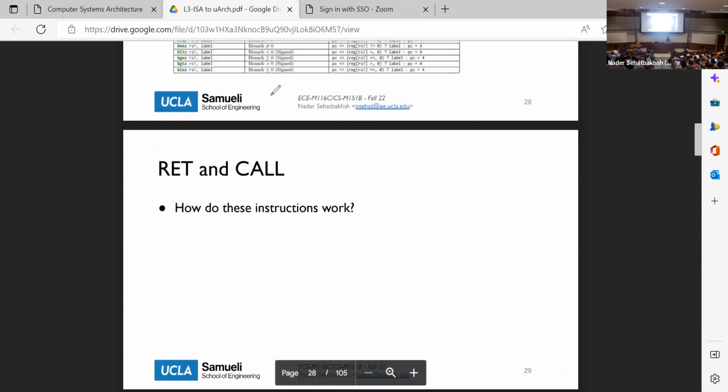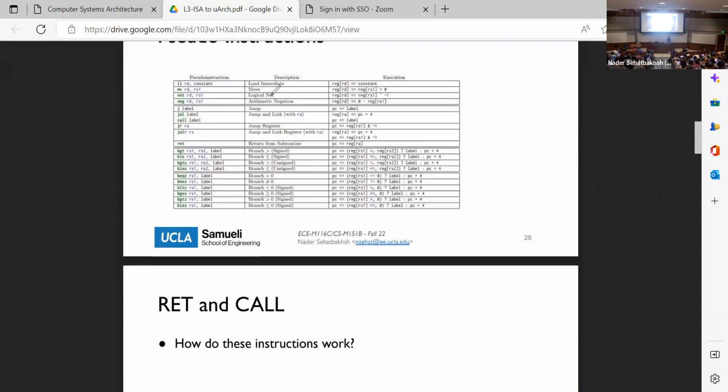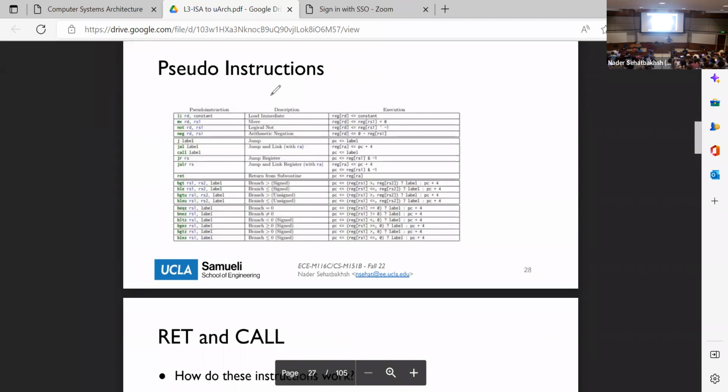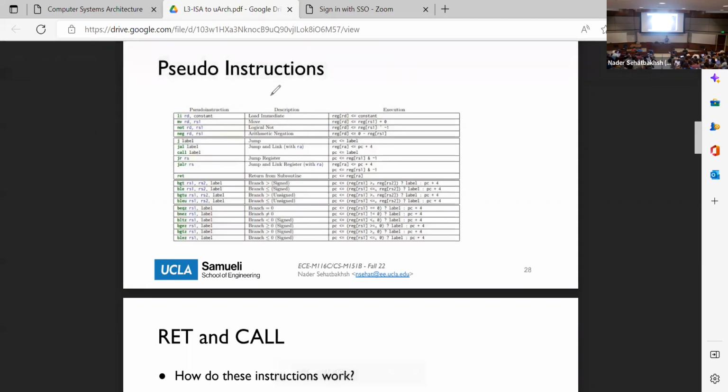Okay. Very quickly, let's talk about the return and call. So return and call are pseudo instructions. You can use them in your code if you want to. Call is basically nothing but the same as JAL, right? And we typically save the JAL into this specific register called RA, which is I think X10 or something.